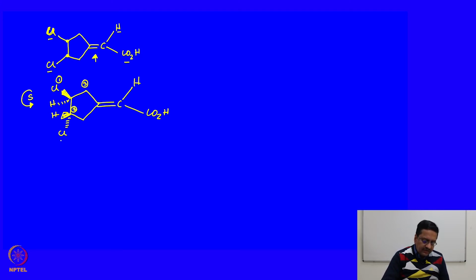In this particular case, this is 1, that is 2 and this is 3. So, it is 1 to 2 to 3 is clockwise, but then we are looking at it from the direction of this. So, this is S.